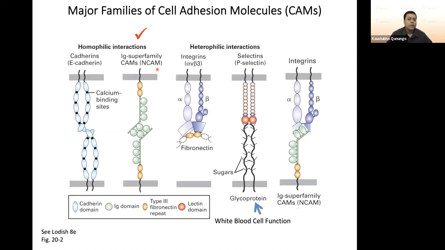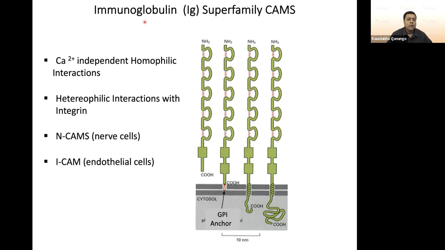So the next one we are looking at is the homophilic interaction of the Ig superfamily, the immunoglobulin-like superfamily. Again, it's a very, very large family of many different types, and it involves calcium-independent homophilic interaction. Remember that this is very different. Cadherins require calcium, whereas immunoglobulin-like superfamily CAMs don't require calcium. And they do homophilic interactions, meaning they can interact with a similar type, but they also have heterophilic interactions with the integrin that we have seen.